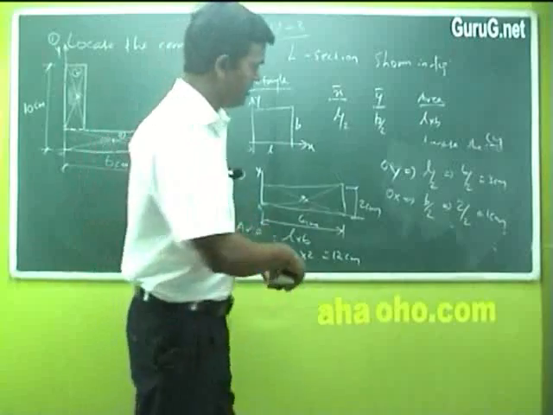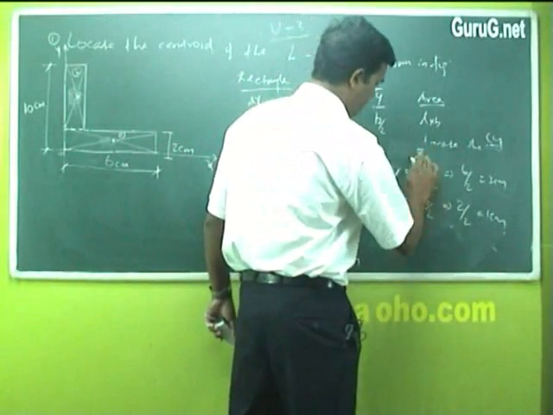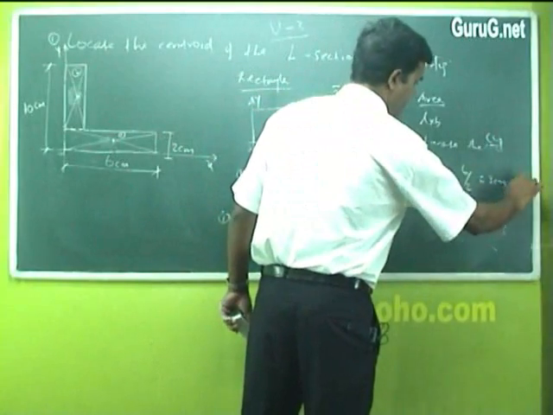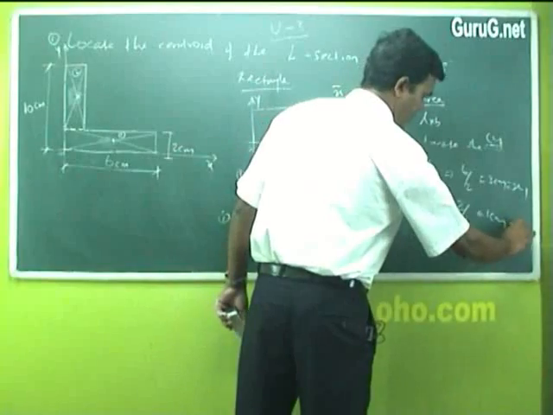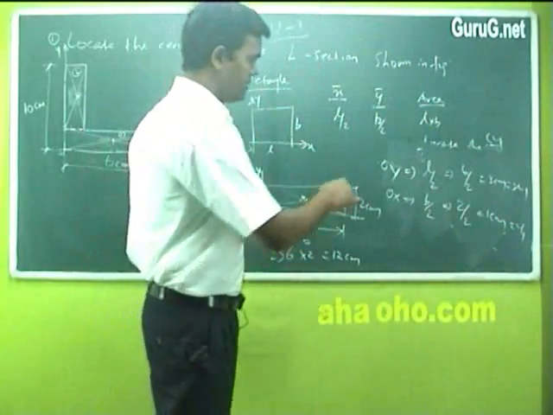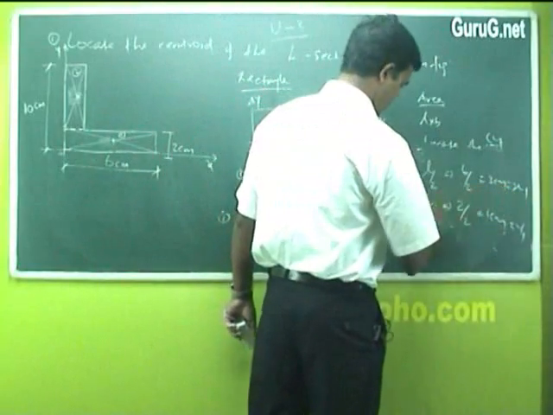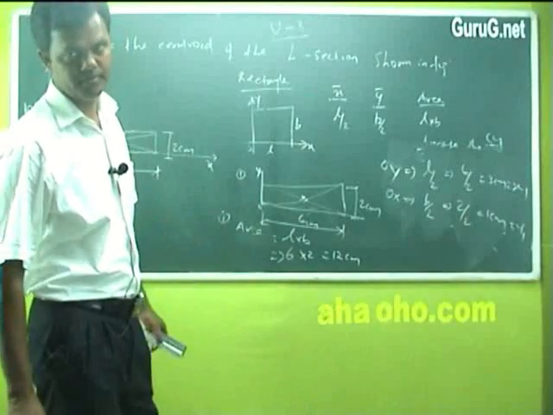So this is my value of X bar, and this is my value of Y bar. It means X1, I can say, and this is my Y1. I was writing A1 X1 and A1 Y1. So this is my value of X1, and this is my Y1. So sketch number 1 work is over.